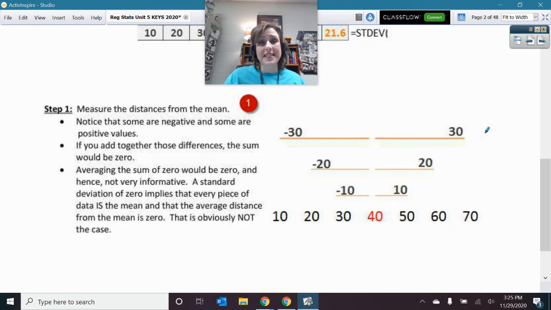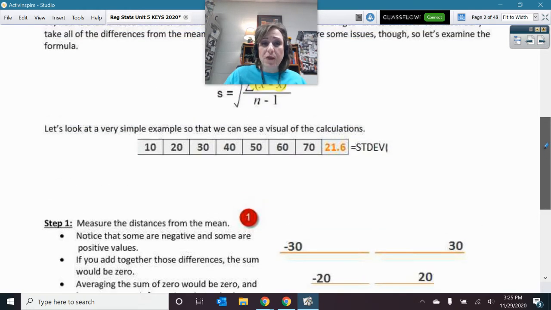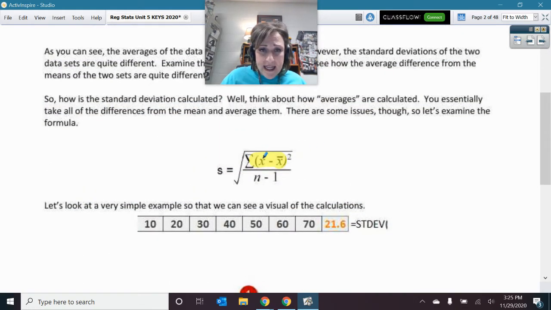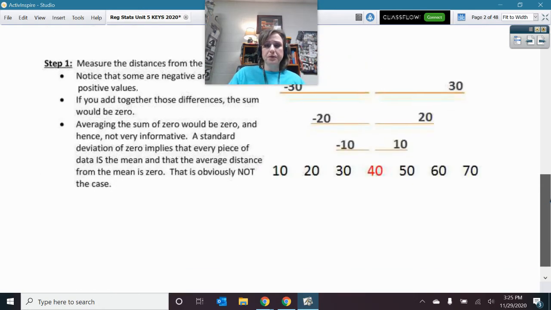Then these are the positive distances. So that's what this is right here: X minus the mean. You're seeing how far away that data is from the mean. So look, it's got this squaring. Why are we squaring that? Well, let's take a look.